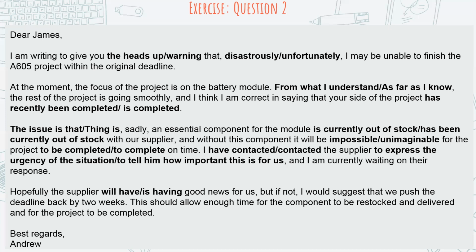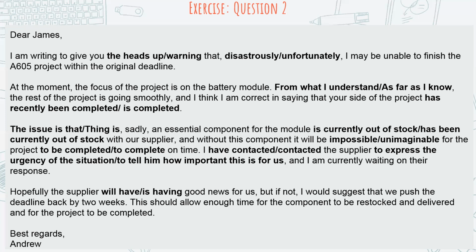Of course, it's not informal, it's semi-formal, to express the urgency of the situation. As you can see, semi-formal letters tend to be a bit formal, okay? It's not informal language. We don't use informal language in semi-formal letters. We use more formal language than informal, of course. Hopefully, the supplier will have or is having good news for us. But if not, I would suggest that we push the deadline back by 2 weeks. This should allow enough time for the component to be restocked and delivered and for the project to be completed.